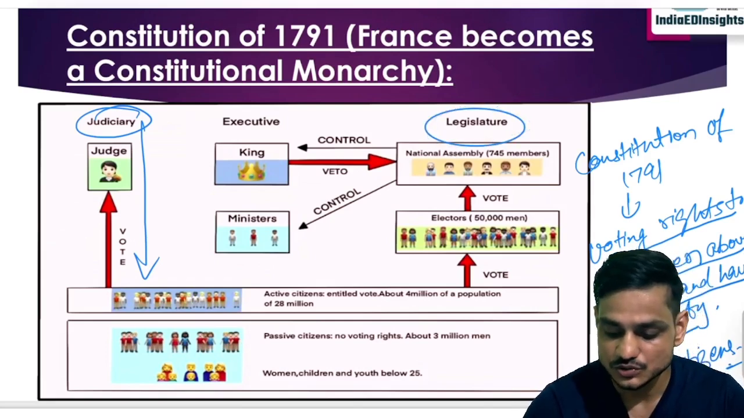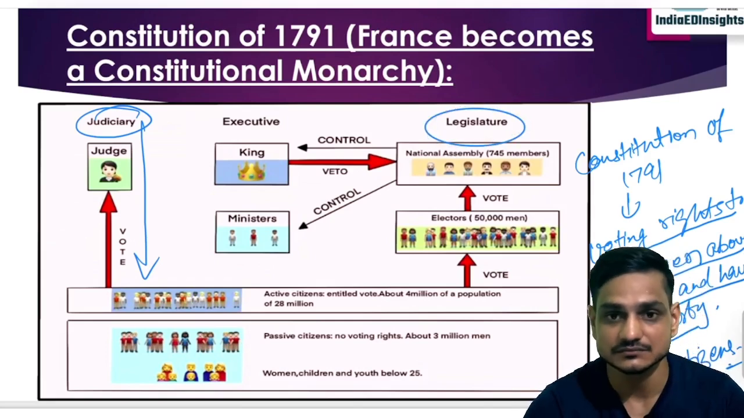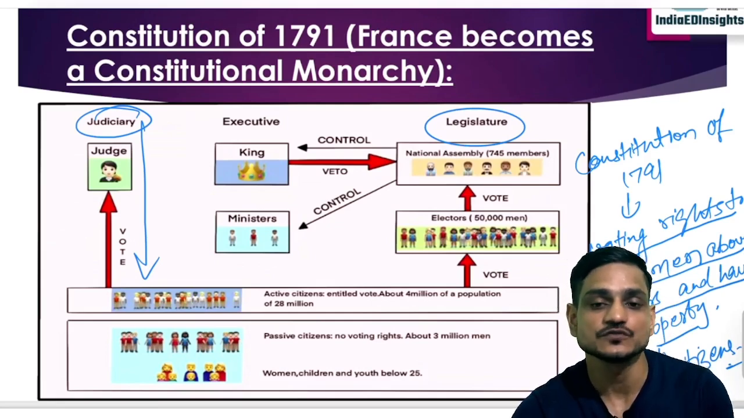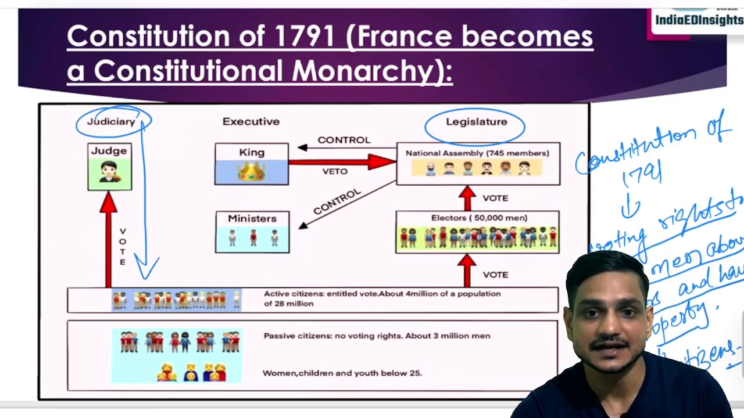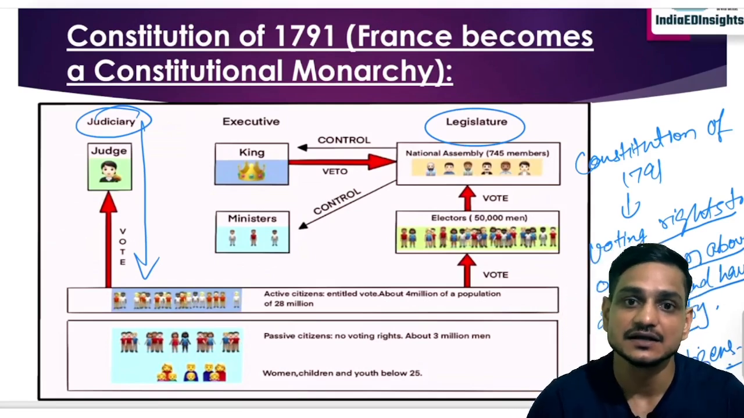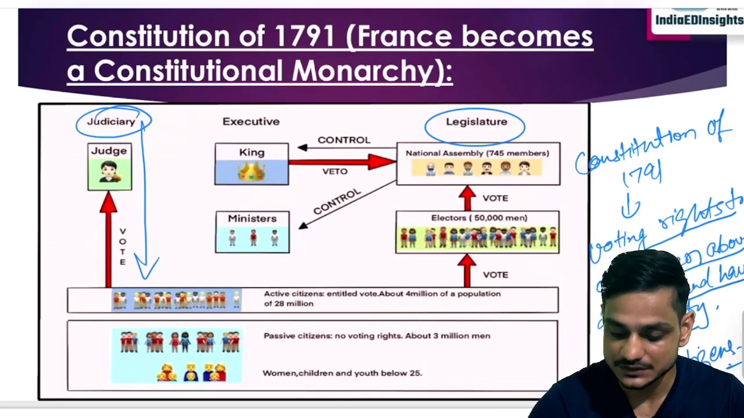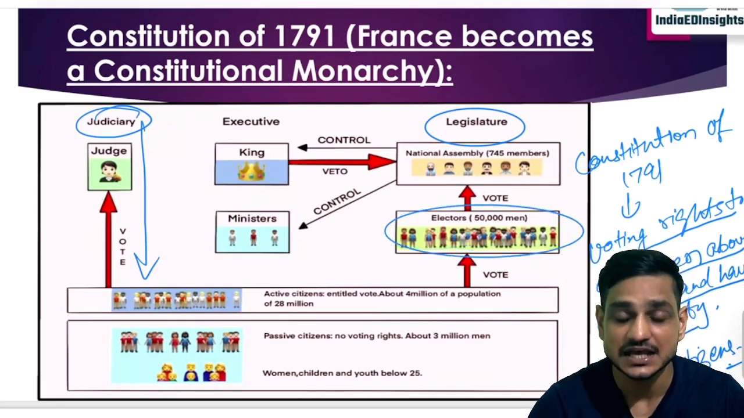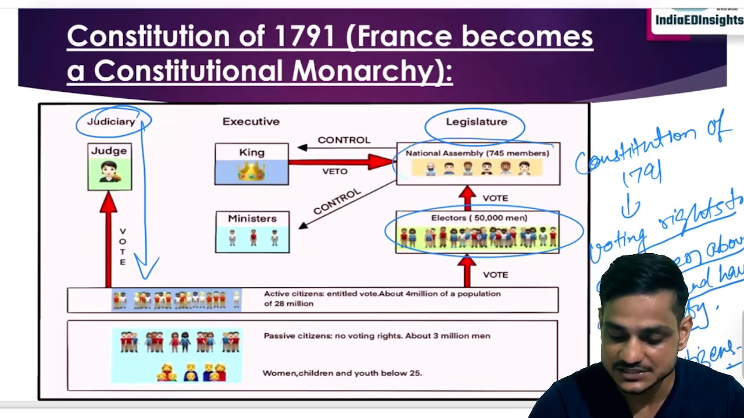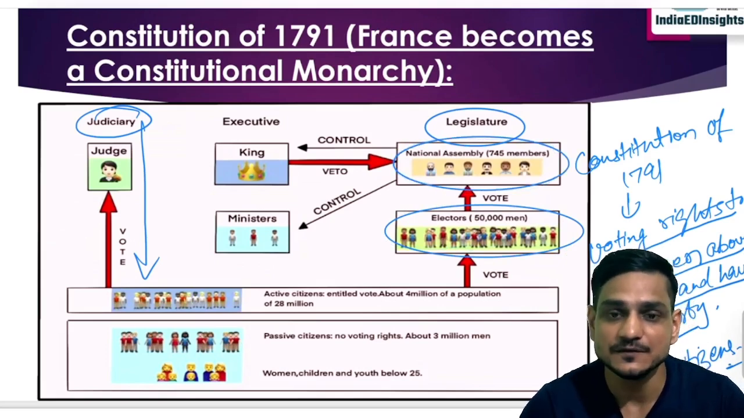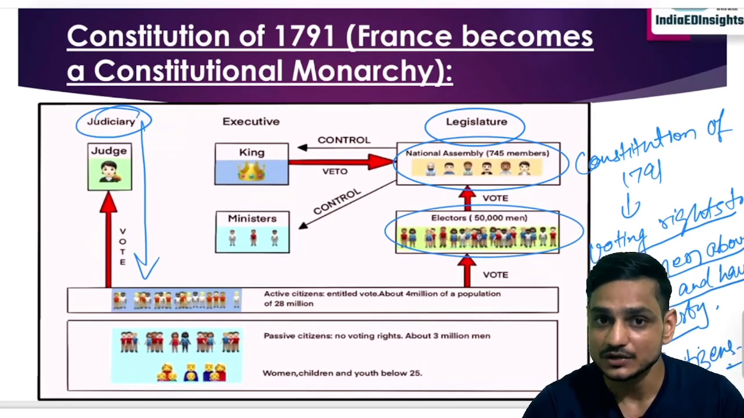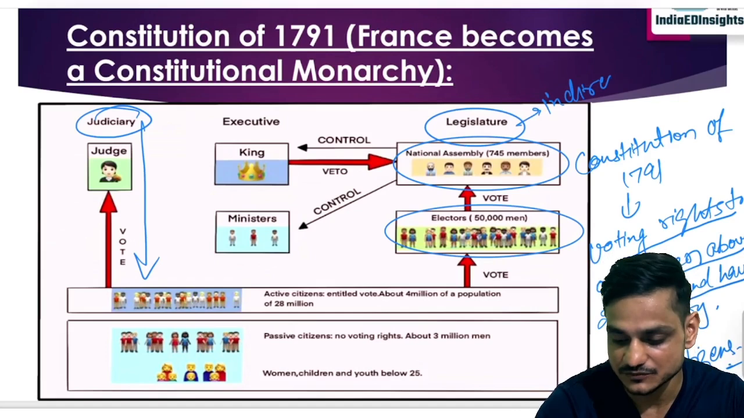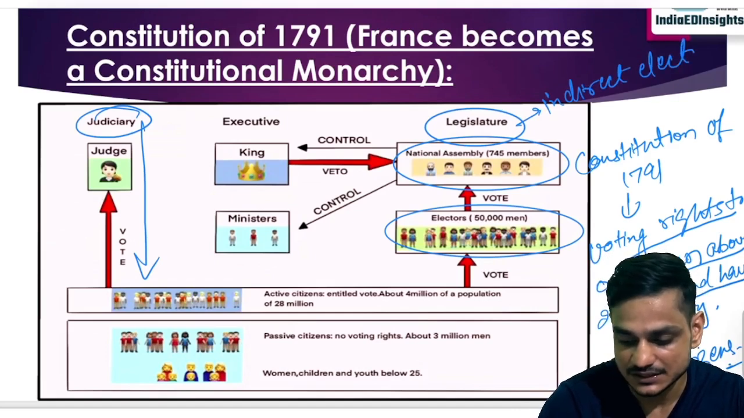Legislature was indirectly elected. There are two types of elections. First is direct election. In direct election, a person directly votes for a representative. In the indirect election, what happens? The representatives elect the people. So first the society elects 50,000 personnel, and those 50,000 personnel then elect 745 members for the national assembly. So legislature was elected by indirect election.